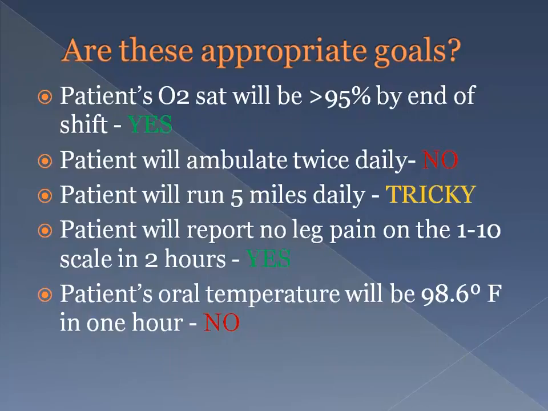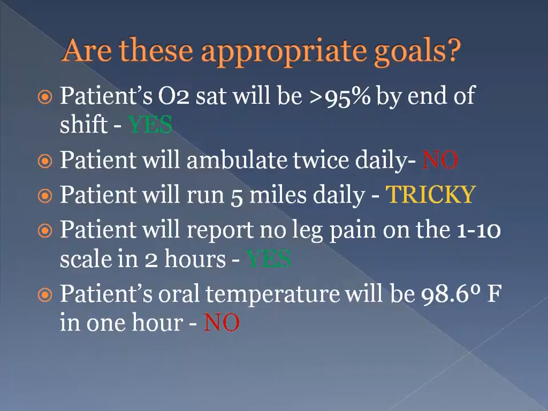How about these goals? Are they appropriate? Patient's O2 sat will be greater than 95% by the end of the shift. It's about the patient. We have a measurable goal and we have a by when, the end of the shift. So yes, that is an appropriate patient goal.